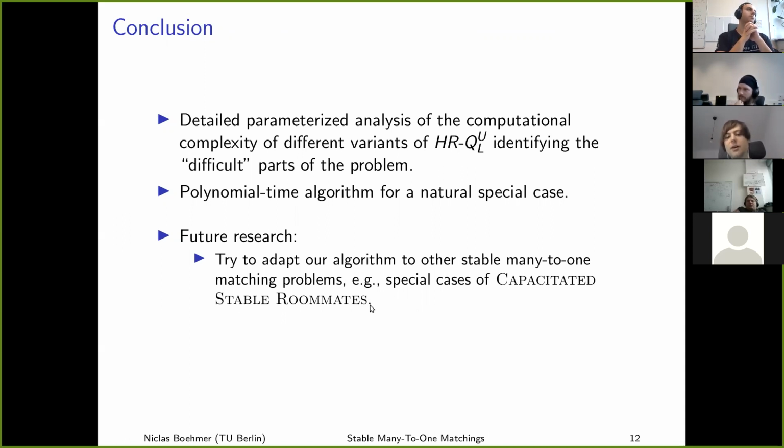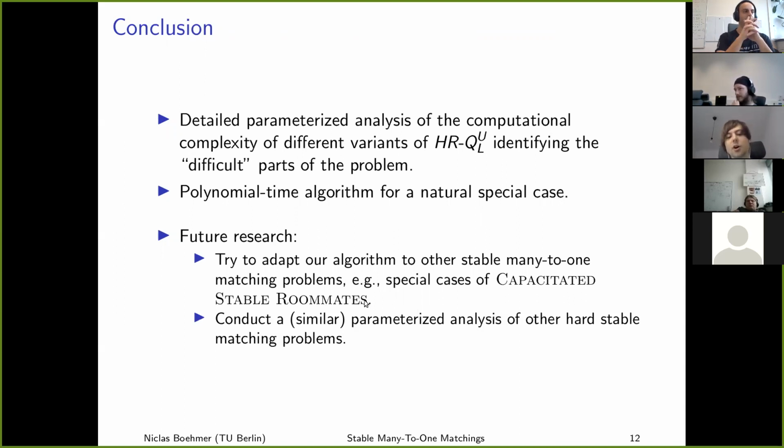And we think that our algorithm might be able to extend to this, but it's at least not obvious to us at the moment. And lastly, we hope that our work motivated others to conduct similar parameterized analyses of other hard stable matching problems because we really learned something about the problem and hope that this motivates others to also learn something more about other stable matching problems. Thanks for your attention, and I'm now happy to answer questions.